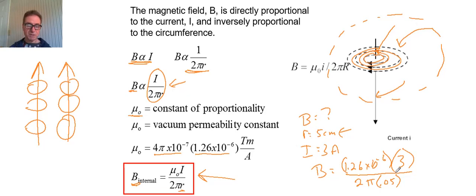So let me plug this into the calculator and see what I get. And I get 1.2 times 10 to the minus 5th Tesla. So 1.2 times 10 to the minus 5th Tesla is what the magnetic field would be around that current carrying wire that's carrying 3 amps of current.